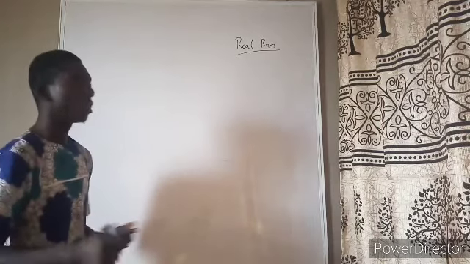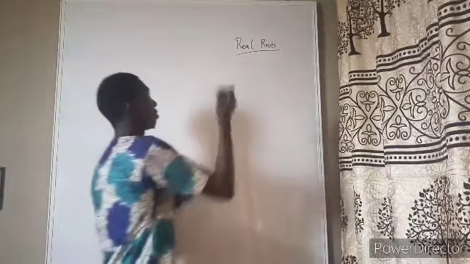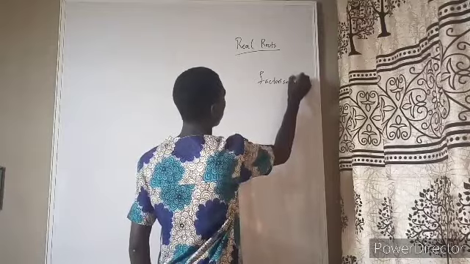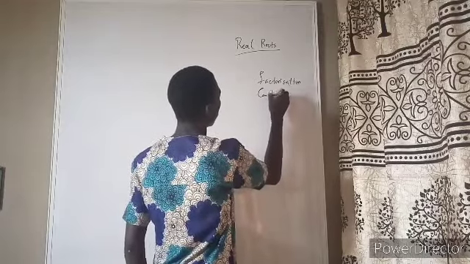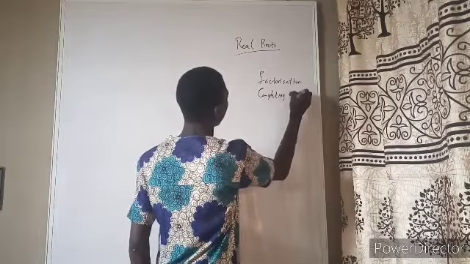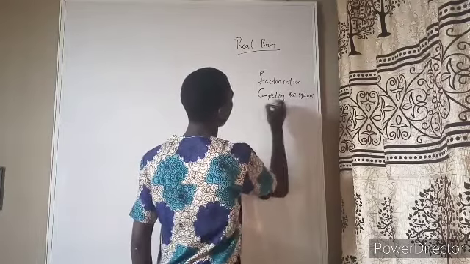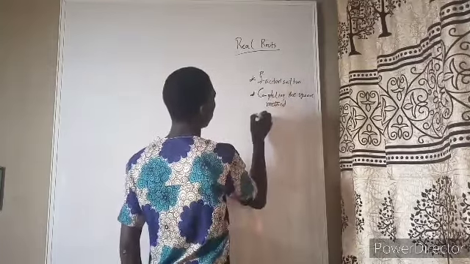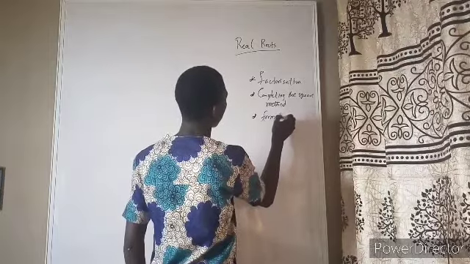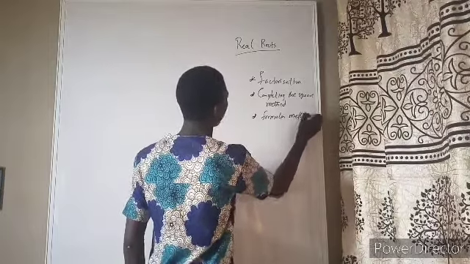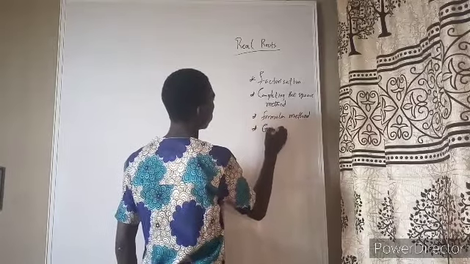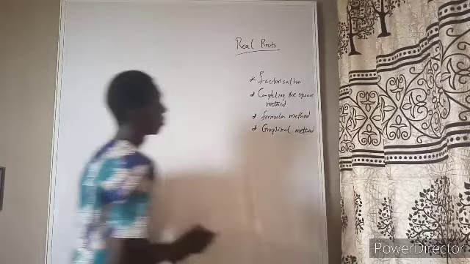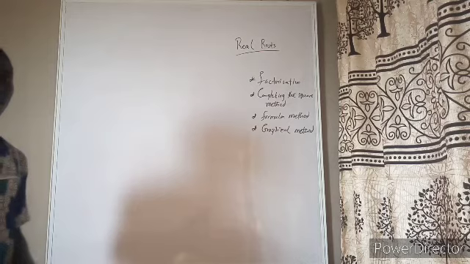Now, you must have been told there are 4 methods of solving a quadratic equation. The first one is the factorisation method. The second one is the completing the square method. The third one is the formula method. The fourth one is the graphical method. I'm sure you are aware of all these methods.